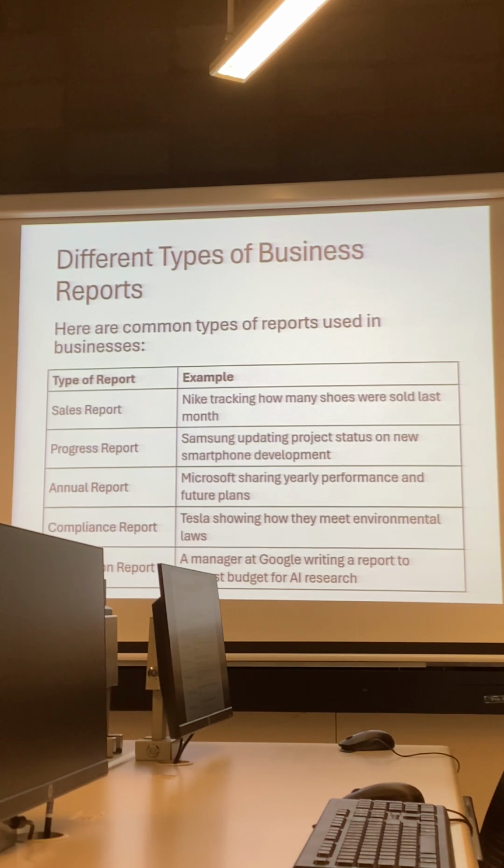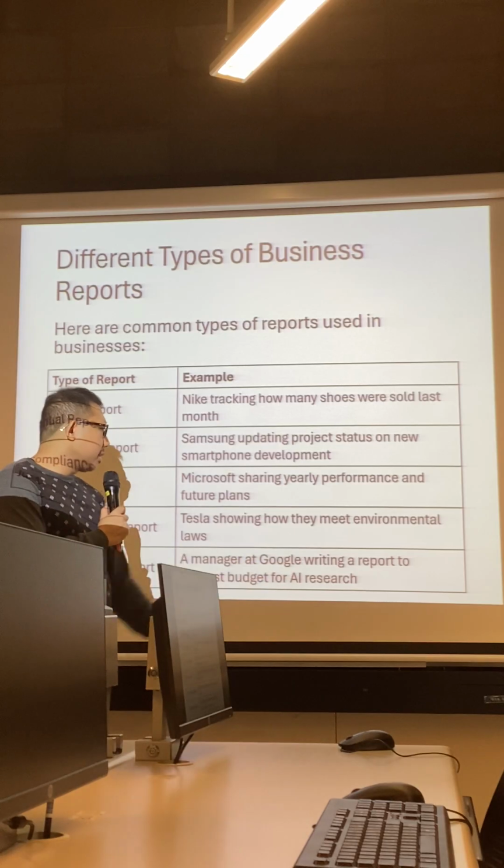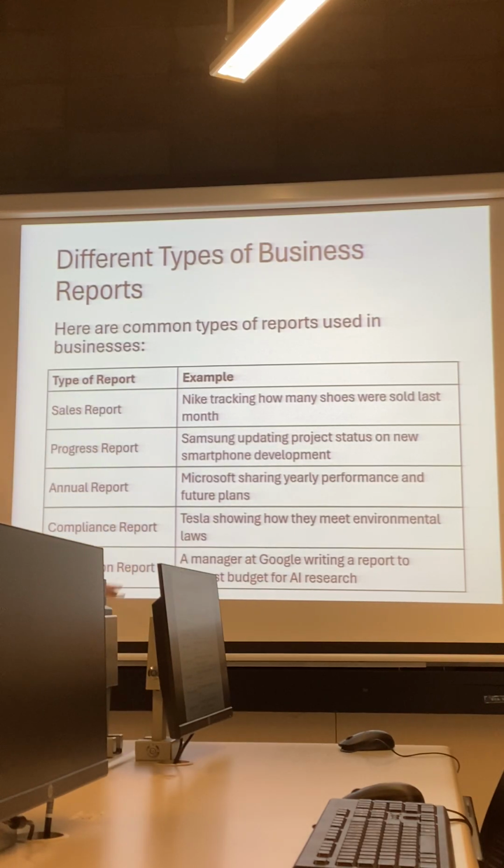Then justification report. For example, a manager at Google writing a report to request budget for AI research. A justification report is like a proposal report. In the proposal report, you need to convince the person to give you some money. So this is the justification report. So: sales report, progress report, annual report, compliance report, and justification report. These are some examples of common types of report used in business.